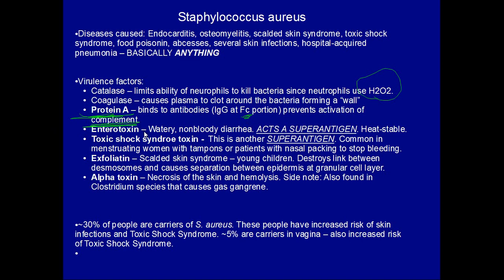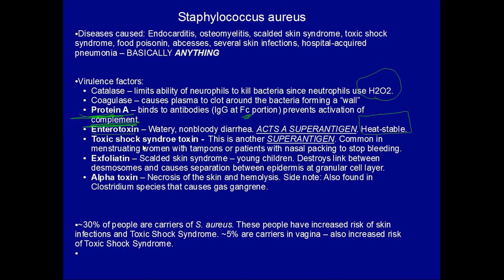Enterotoxin causes watery, non-bloody diarrhea. And it acts as a superantigen. This is the only toxin that I can think of that causes diarrhea that acts as a superantigen. And it's also heat stable. Remember, if you get food poisoning from S. aureus, you're not getting it from the S. aureus itself. You're getting it from the toxin, which acts as a superantigen. As a side note, what is a superantigen? A superantigen is something that binds directly to MHC2 receptors on T helper cells to stimulate an immune response, and it causes the release of IL-1, IL-2, and TNF.